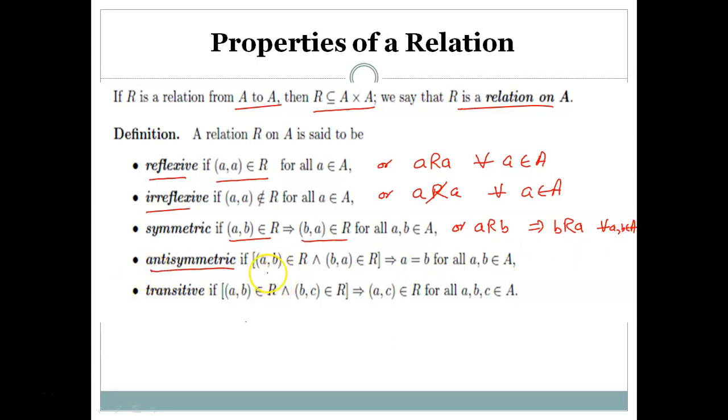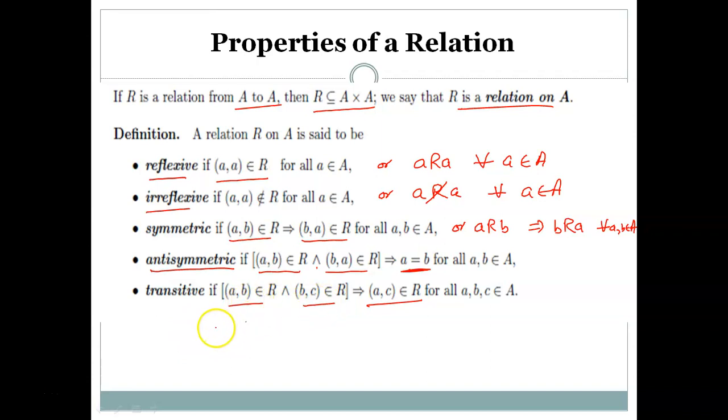Antisymmetric: if (a, b) belongs to R and (b, a) belongs to R implies a equals b. If this condition holds, then the relation is said to be antisymmetric. Transitive: if (a, b) belongs to R and (b, c) belongs to R implies (a, c) belongs to R. If such a condition is satisfied, then we say that relation R is transitive.